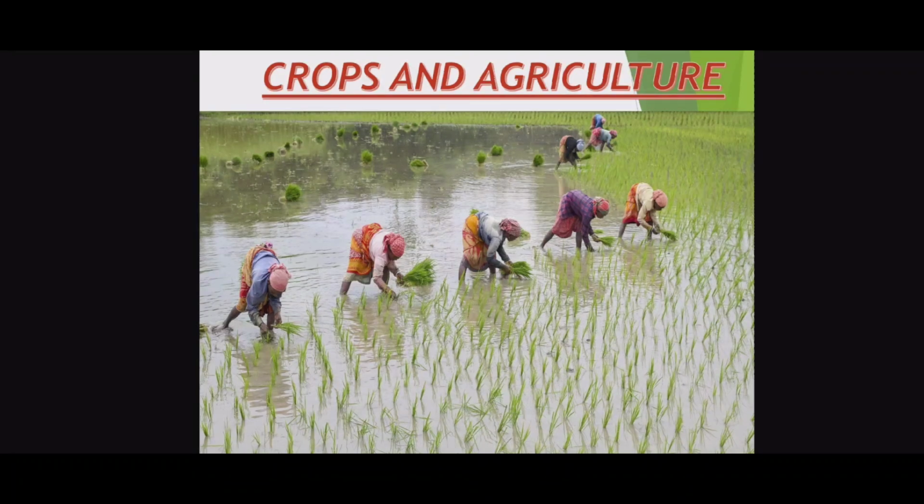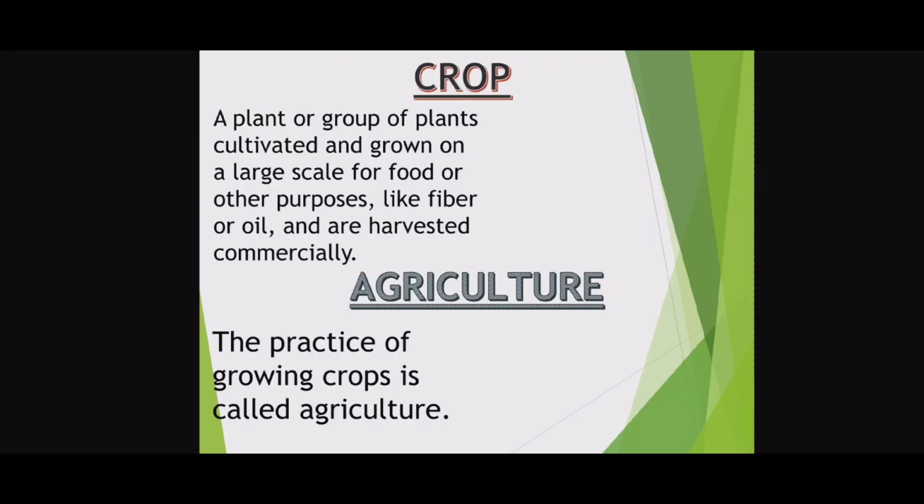Now our next topic is crops and agriculture. Students, we get food, oxygen, medicine, timber and various other things from plants. We grow plants on a large scale to fulfill our needs. The practice of growing plants on a large scale for obtaining food products and for other purposes is called agriculture. Now, what do you mean by crops? The plants grown in large quantities in a particular region are called crops.